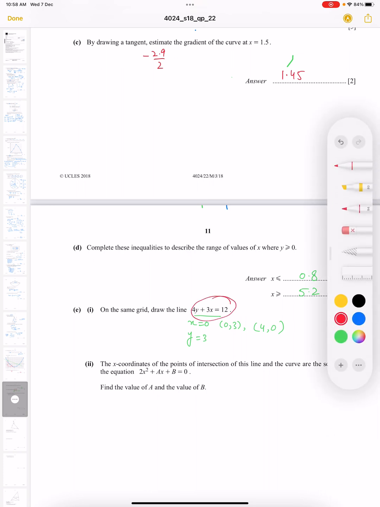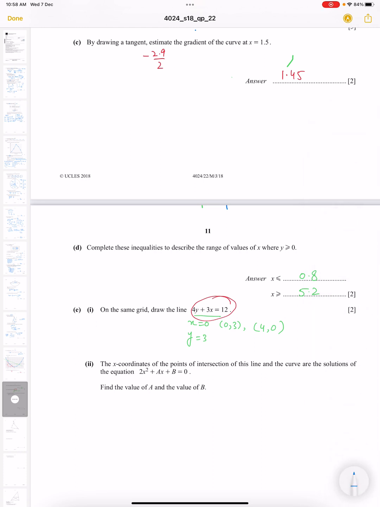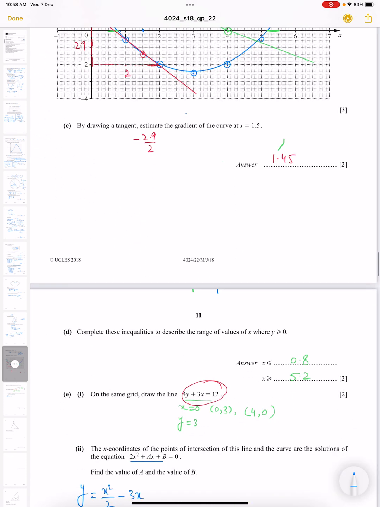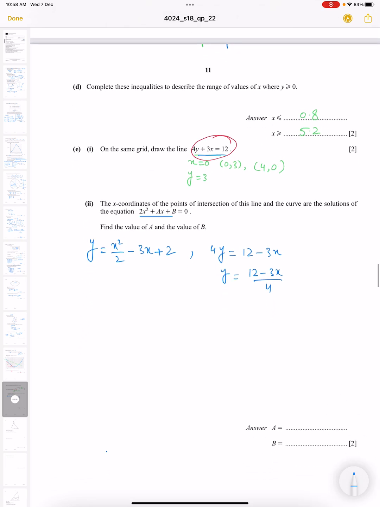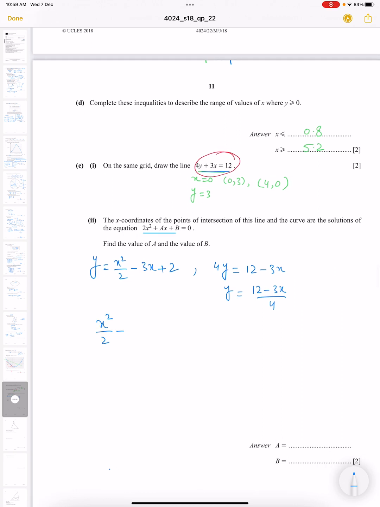So the next part says the x coordinates of the points of intersection of this line and the curve are solutions of this equation. Find the value of a and the value of b. So a function is given to us initially, which is y is equal to x squared by 2 minus 3x plus 2. And another function is 4y plus 3x is equal to 12. Let's make y the subject of this as well. So it becomes 4y is equal to 12 minus 3x, and y is equal to (12 minus 3x) divided by 4. Let's equate both of these expressions, meaning put them equal. So we get x squared by 2 minus 3x plus 2 is equal to (12 minus 3x) over 4.